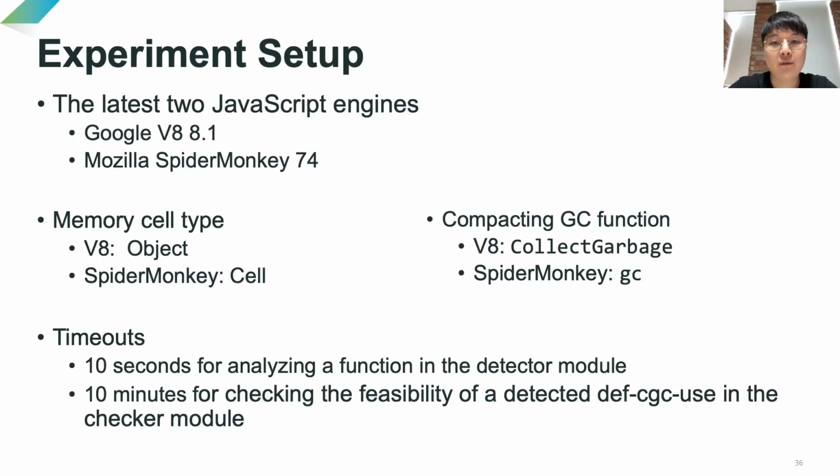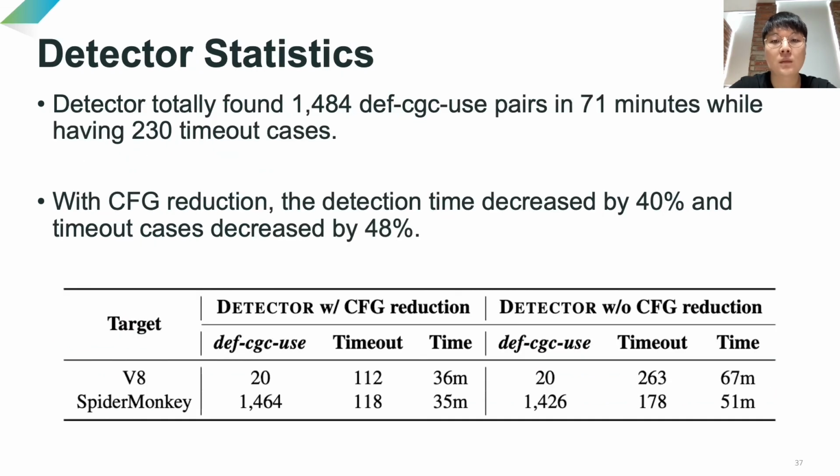We evaluated CGSAN on Google V8 and Mozilla SpiderMonkey. We passed their memory cell types and compacting GC function into CGSAN. We also set timeouts for static symbolic taint analysis and directed symbolic execution as 10 seconds and 10 minutes respectively. As a result, the detector module totally found 1,484 def-use pairs in 71 minutes while having 230 timeout cases.